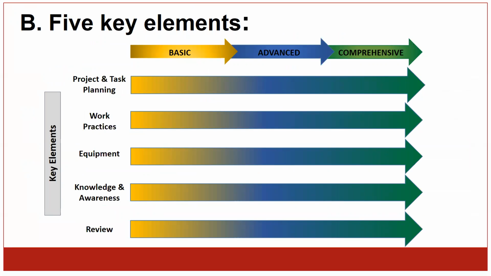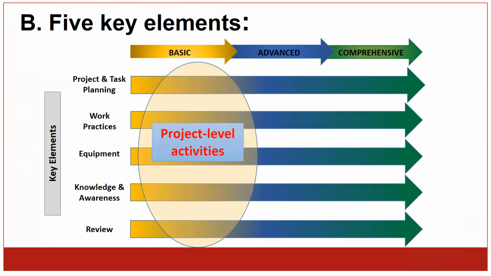Once you've identified your goals for the ergonomic hazards, you will be ready to develop the 5 key elements of your ergonomics program touched on earlier in this presentation and shown on this slide. Most companies will start to build a basic program and include a simple activity or process for each of the key elements listed on the left side of the slide: project and task planning, work practices, equipment, knowledge and awareness, and review. The basic program is applied to project level activities. These may be done on one or more projects to get started.